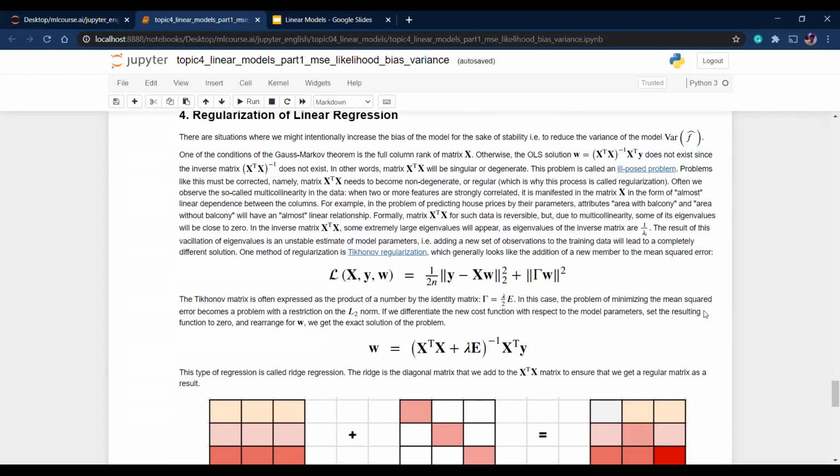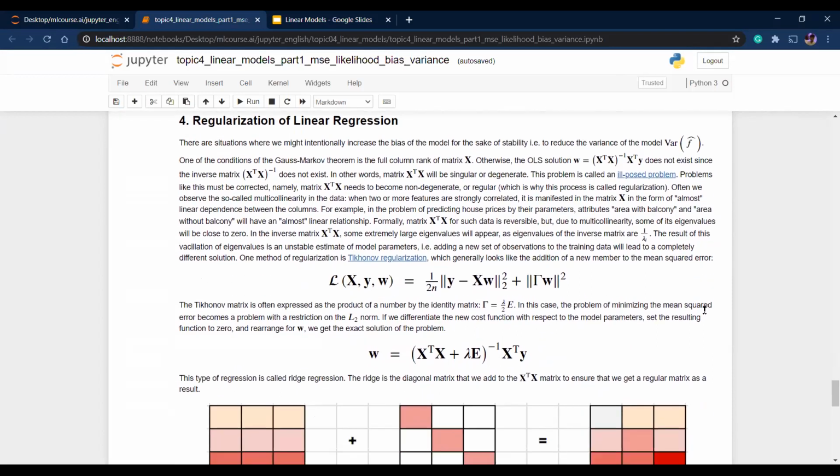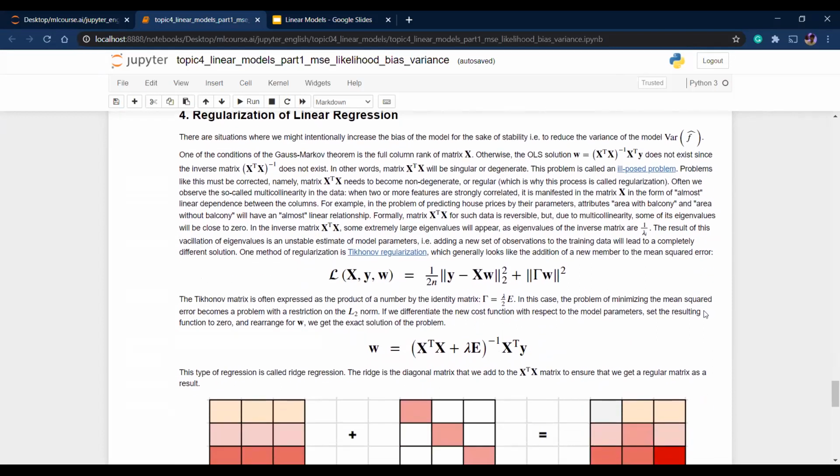Now, in the presentation, I told you, and this is what I find super interesting, that if the X transpose X inverse matrix is singular, or degenerate, or the determinant is zero, if I remember correctly, the inverse does not exist. What if the inverse does not exist? How can we solve this? How can we find a closed form solution?